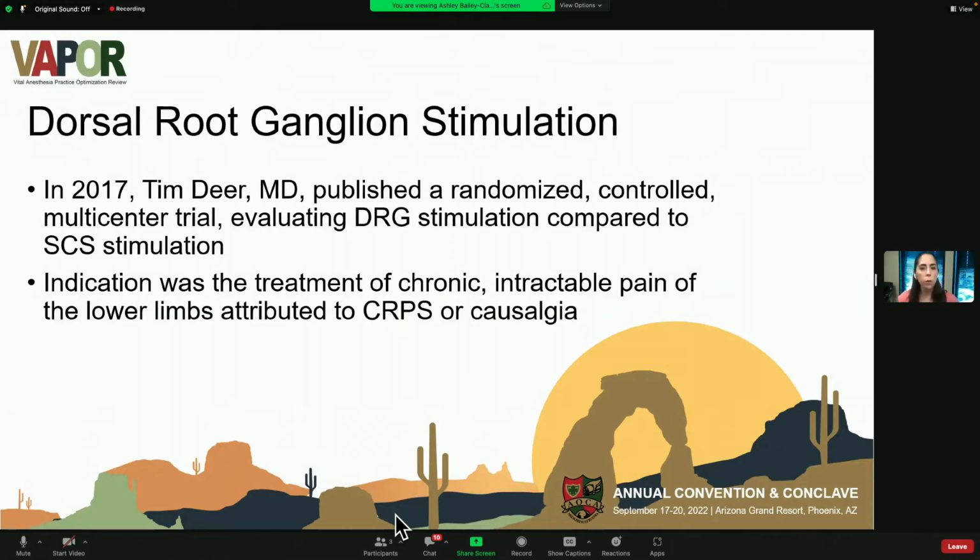Moving forward from there, we looked at a different way to stimulate the dorsal columns. Traditionally, we've always laid those stimulators overlaying the spinal cord right in the midline. In 2017, Dr. Deer published a randomized controlled multi-center trial looking at what we call dorsal root ganglion stimulation. I'm sorry, I probably should have put a picture on here. This is a mini stimulator that we can actually put out the neural foramen. Again, this showed that DRG was actually superior to traditional spinal cord stimulation for the indication of chronic intractable pain, usually related to CRPS, or what we call causalgia.